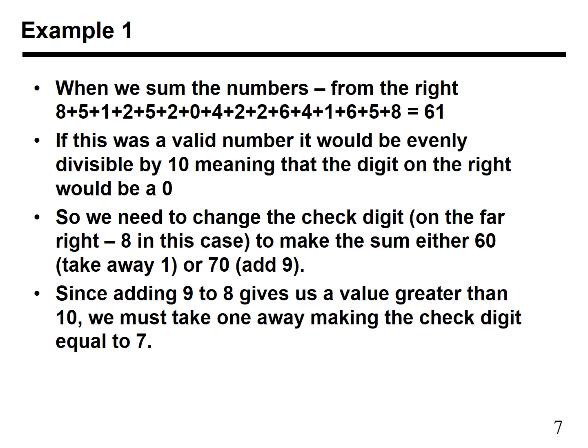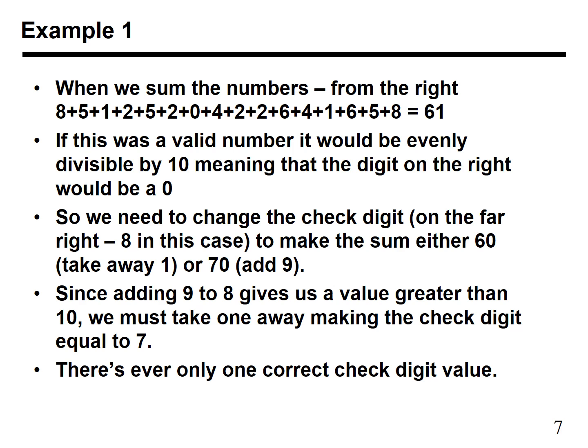So we take 1 away. Now our check digit is equal to 7. So now our valid credit card number is going to be the original numbers with the altered check digit, and there's only ever one correct check digit value. So our valid number is 4552, 7204, 1234, 567, and then 7.